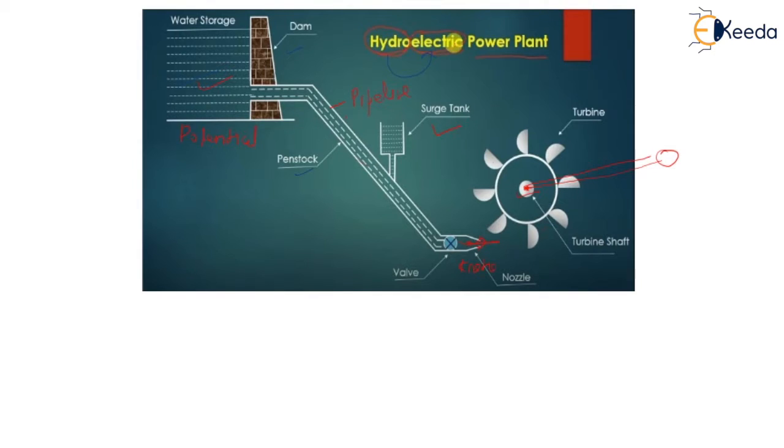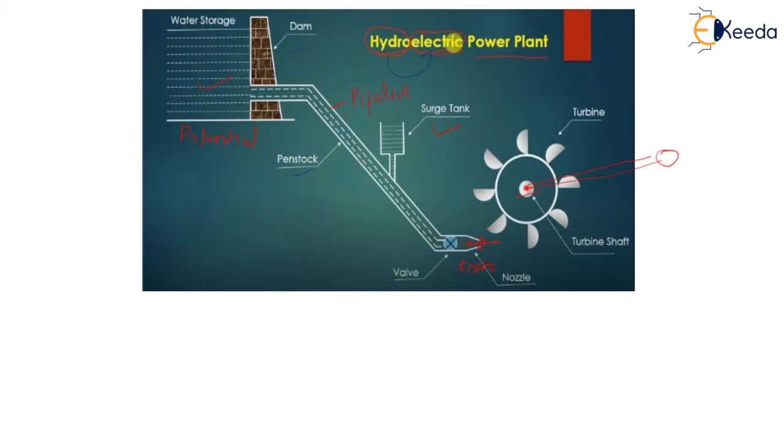So simply, water will be coming from here, through the valve and the nozzle, then it will rotate this, and it will rotate the rotor of the generator, and the rest of the generating action you have studied well because you are an electrical engineer. So this is the simple working principle of this hydroelectric power plant. Coming to the surge tank, what is the use of this surge tank here?